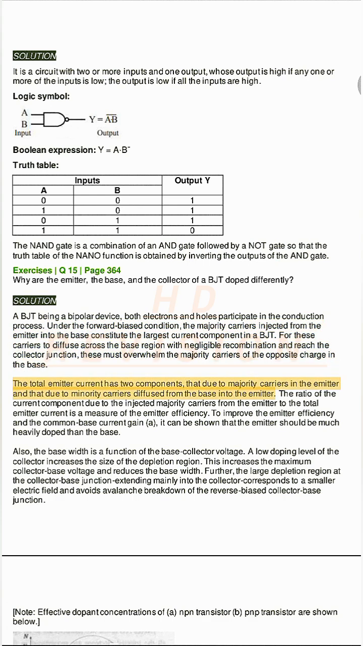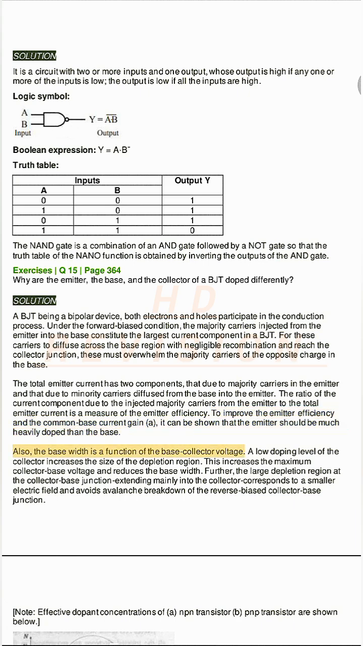The total emitter current has two components: that due to majority carriers in the emitter and that due to minority carriers diffused from the base into the emitter. The ratio of the current component due to the injected majority carriers from the emitter to the total emitter current is a measure of the emitter efficiency. To improve the emitter efficiency and the common base current gain, it can be shown that the emitter should be much more heavily doped than the base.